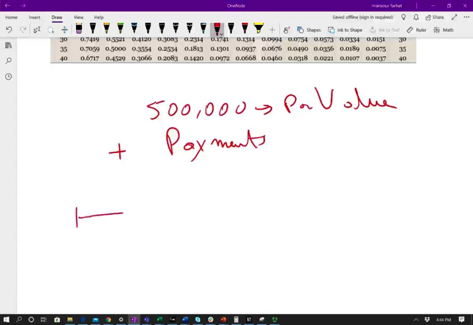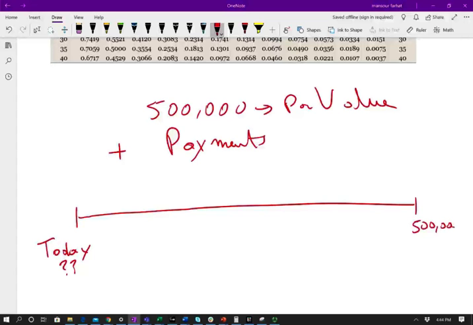So let's take a look at today. The question is, how much will you pay for this bond? This bond's going to pay you $500,000, the par value, 15 years from now. Also, the bond is going to be making 30 payments. 1, 2, 3, 4, 5, up to 30. So the bond is going to be making 30 payments.